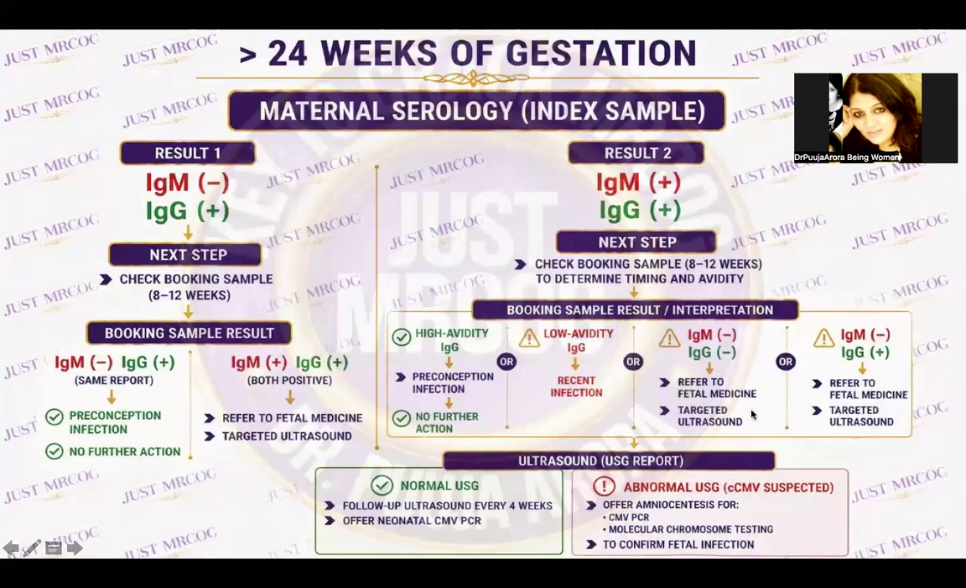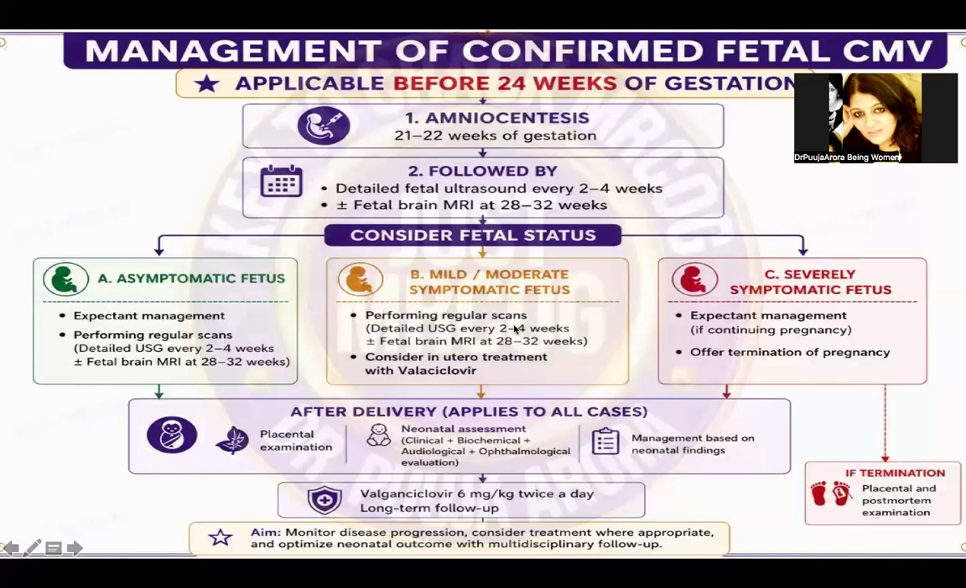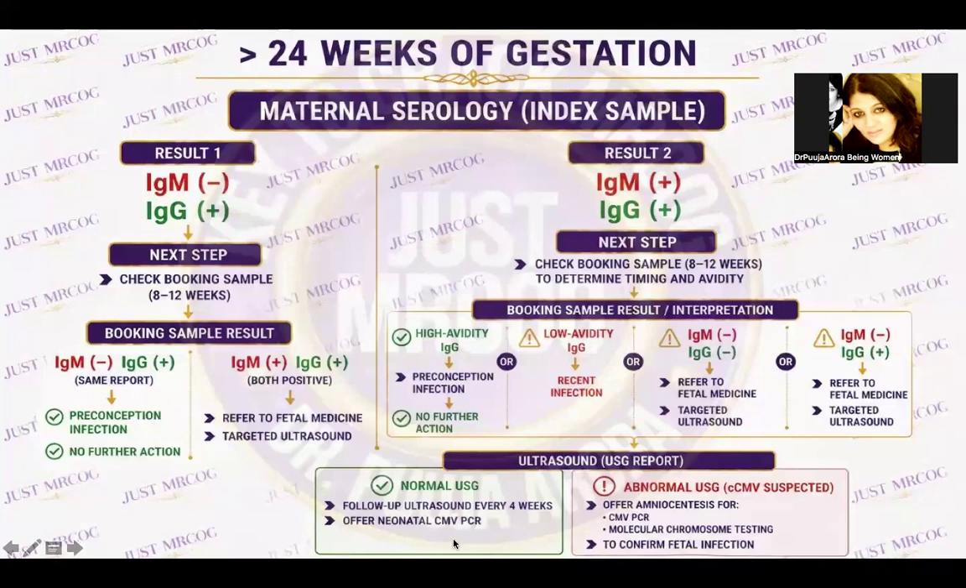We are going to refer to fetal medicine for targeted ultrasound. If the targeted ultrasound shows nothing, then 4 weekly. Here we were offering 2 to 4 weekly, but after 24 weeks, it's 4 weekly. Neonatal CMV PCR you are going to offer here. Remember that. This is the situation. So you have to offer ultrasound every 4 weeks and neonatal CMV PCR as we have discussed.